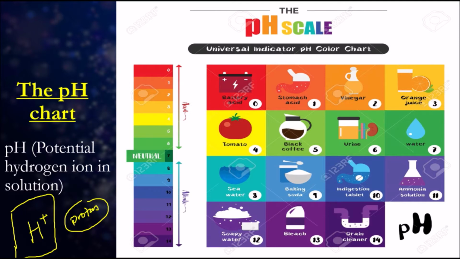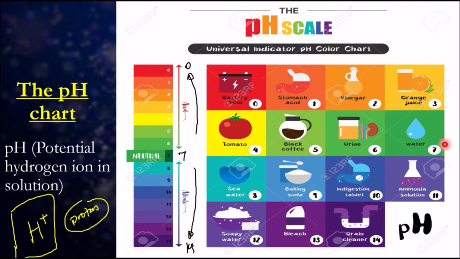It scales between 0, as you see up here, to 14. 7 represents if it's neutral, so it's neither acidic nor basic or alkaline. The closer you are to 0, the more acidic you are, and the further away from 0, or the closer you are to 14, the more alkali you are. You can see some examples of pHs.